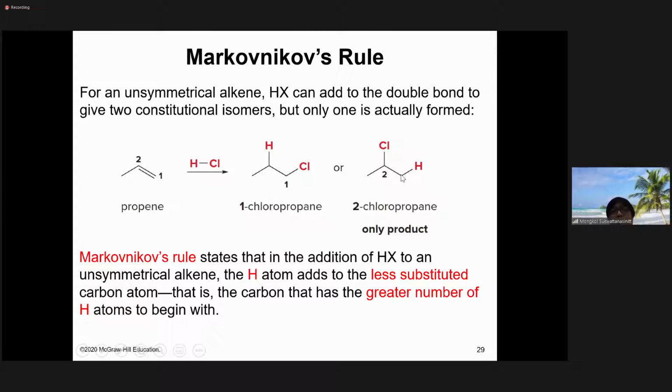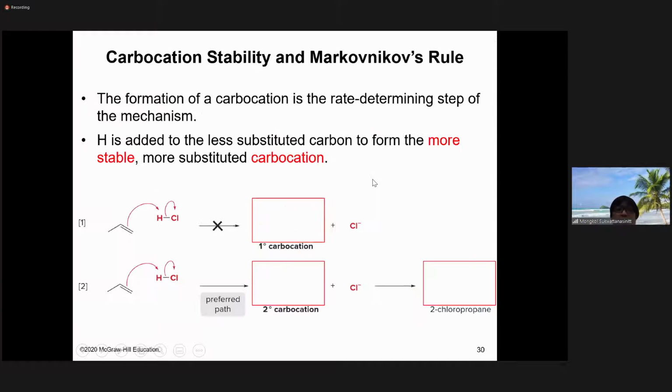In this case, it will go onto carbon number 1, yeah, which has 2 hydrogens to begin with, right? On carbon number 2, it has only 1 hydrogen there. So this is his rule. But after people learned about the mechanism of this reaction, that it undergoes through the carbocation, we can explain his rule by using the stability of the carbocation.